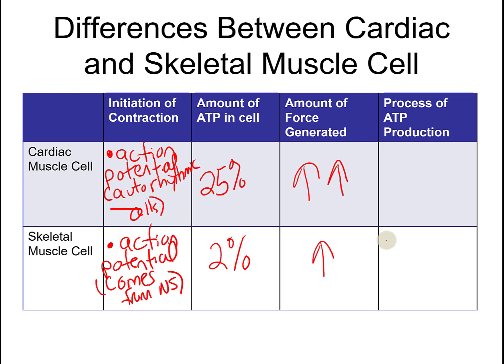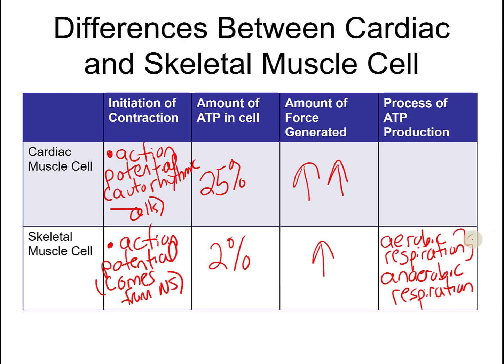Another important thing is how they generate ATP. So for skeletal muscle, of course, the best way to generate ATP is aerobic respiration. But they can also revert to anaerobic respiration if necessary. Now remember, aerobic respiration, you get about 36 ATP per glucose molecule. Anaerobic is not as efficient. You only get 2 ATP per glucose molecule. So not as efficient. Cardiac muscle cells only use aerobic respiration. So they're only using the most efficient method.